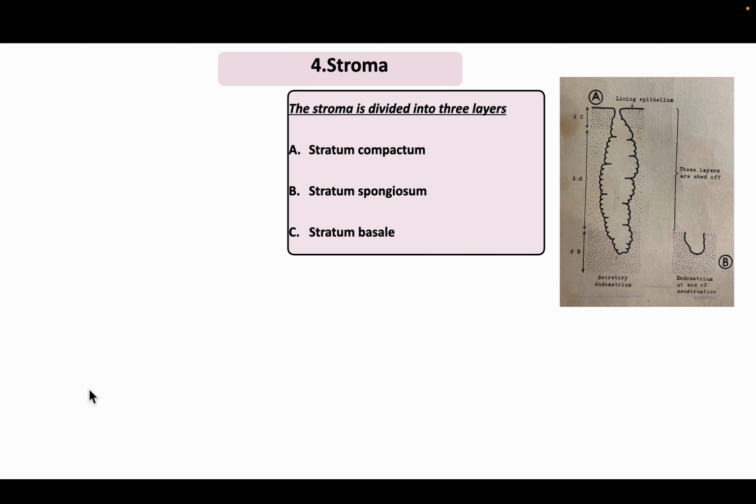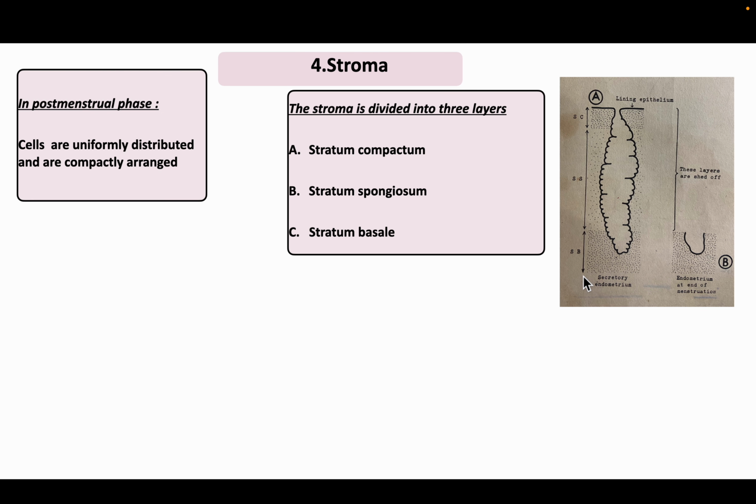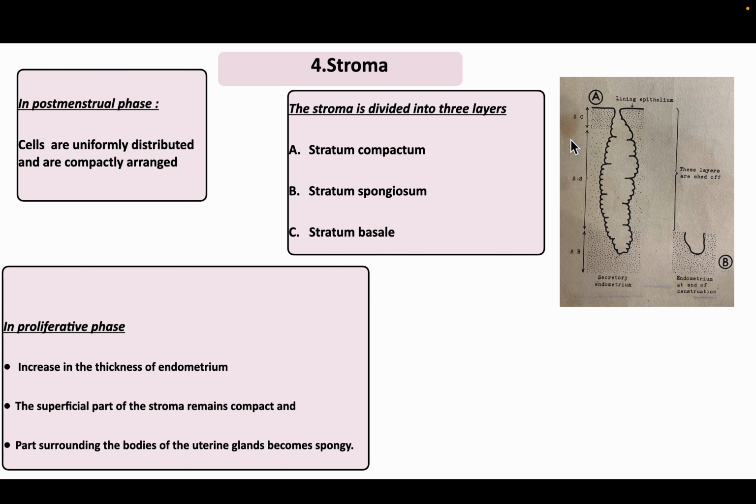Now in the stroma, the stroma is divided into three layers: stratum compactum, stratum spongiosum, and stratum basale. In the postmenstrual phase, the cells are uniformly distributed and compactly arranged. In the proliferative phase, there is an increase in the thickness of the endometrium. The superficial part of the stroma remains compact, but the part surrounding the bodies of the uterine glands becomes spongy, and the basal portion is the stratum basale.